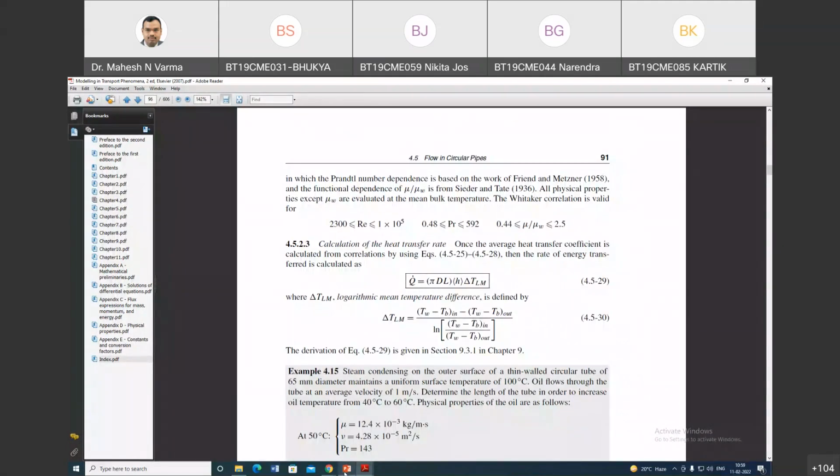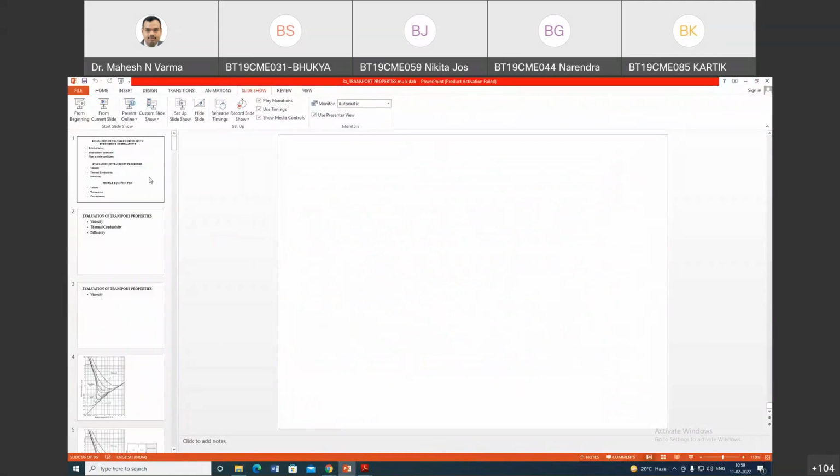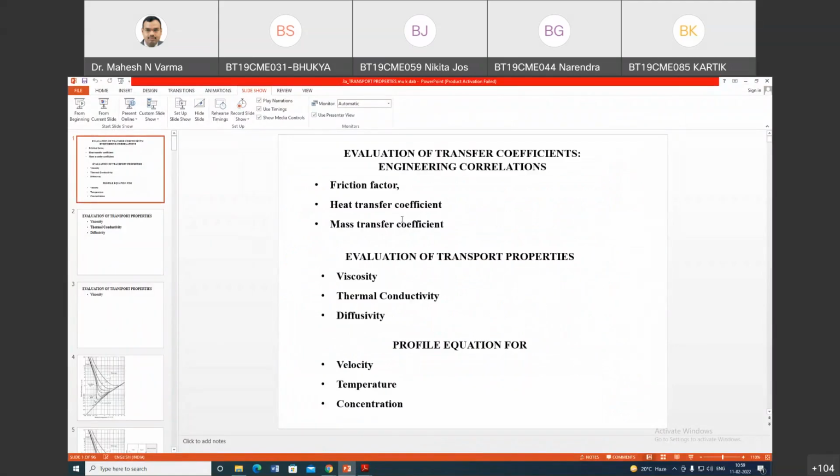What we are going to cover hereafter: we have covered discussion about fluxes, then estimation of friction factor, heat transfer coefficient, and mass transfer coefficient. We have covered viscosity, thermal conductivity, and diffusivity. Now remaining is only this part, which we are going to start in tomorrow's class: how to get the velocity profile, the temperature profile, and the concentration profile.